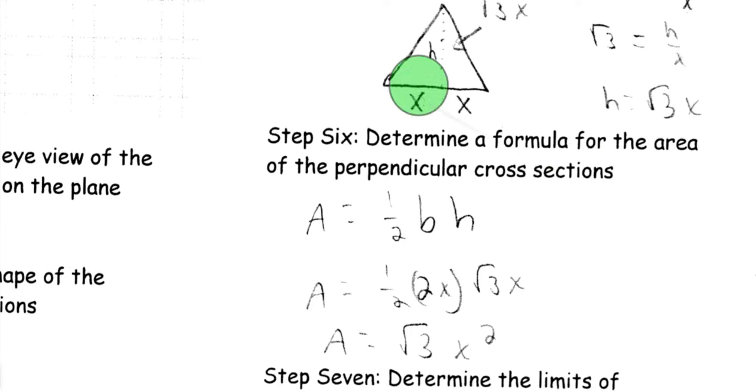Step 6 is to determine a formula for the area of the perpendicular cross sections. We know the area of a triangle is 1/2 base times height. So it'd be 1/2 times the base, which is 2x, like we said before, times the height, which is square root of 3 times x. When we simplify that, we get square root of 3 times x squared, which will give the area of one of these cross sections. Now, before I move on, I do want to take a look visually at what this will look like to give you a better conceptual understanding.